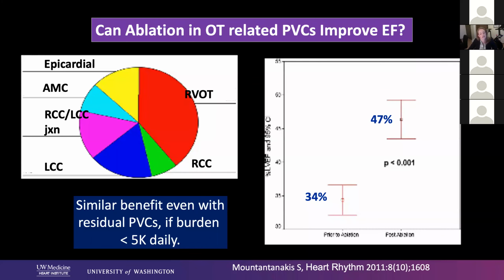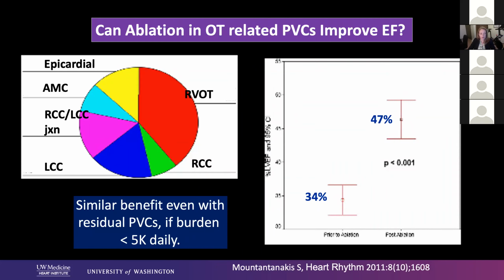I love this study from Stavros because I perhaps overquote it when I'm talking to patients about PVC ablation, because he showed that even if we weren't perfect, which we frequently are not with PVC ablation, there was a similar benefit for patients if you got their burden down to less than 5%. So often this means that you didn't get rid of all of the morphologies in someone with coronary artery disease, let's say, or non-ischemic cardiomyopathy.